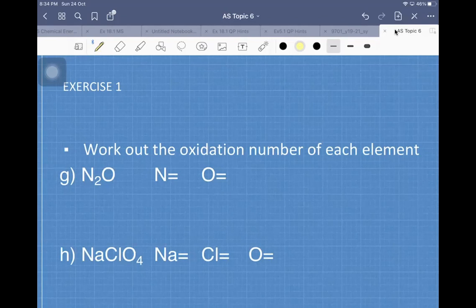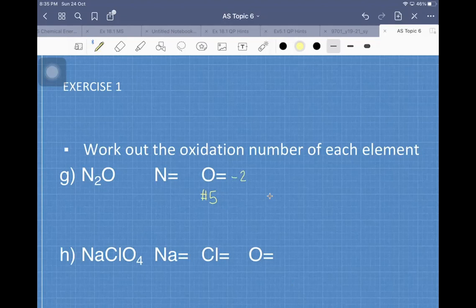Usually, based on rule number 5, the more electronegative atom or element will get the negative oxidation number. So between nitrogen and oxygen, if you still remember your trend in electronegativity, so as you go from left to right, electronegativity increases. So that means oxygen is more electronegative than nitrogen, so oxygen will get its negative oxidation number.